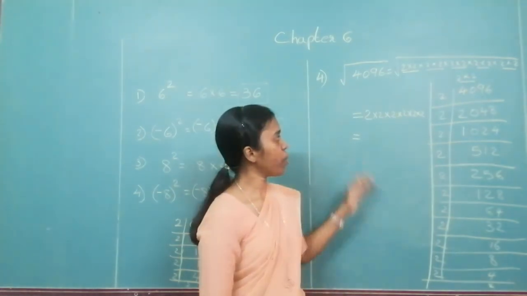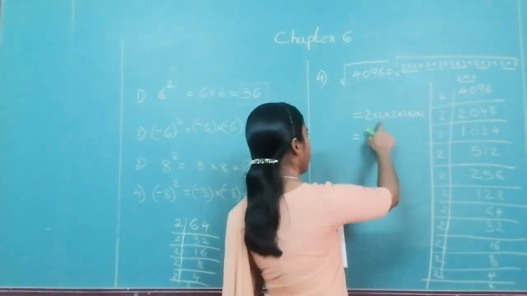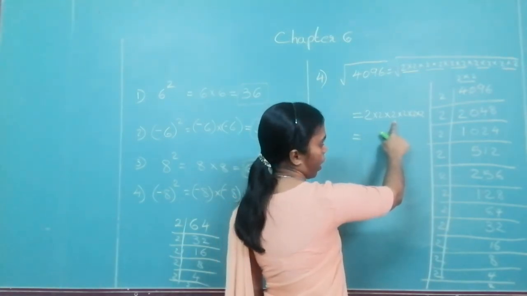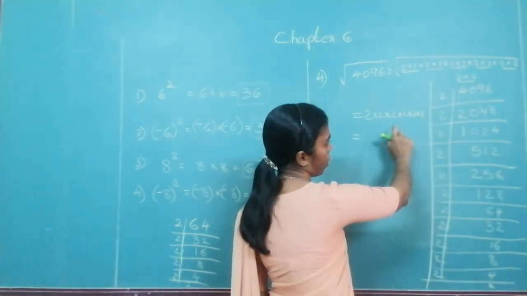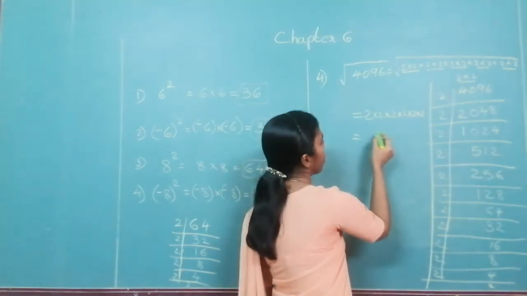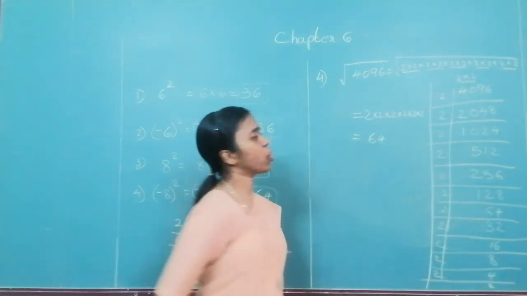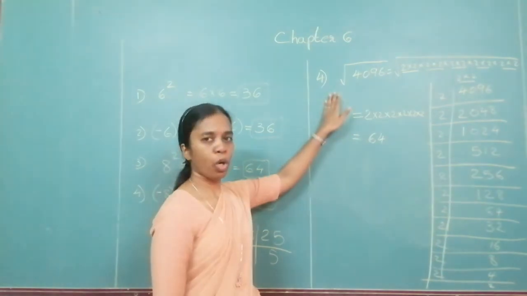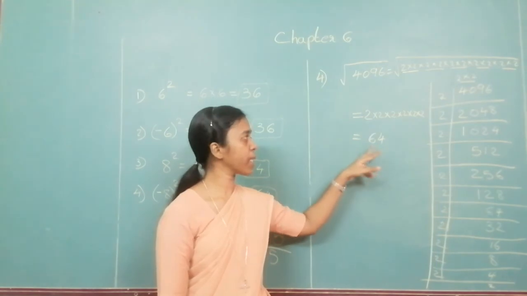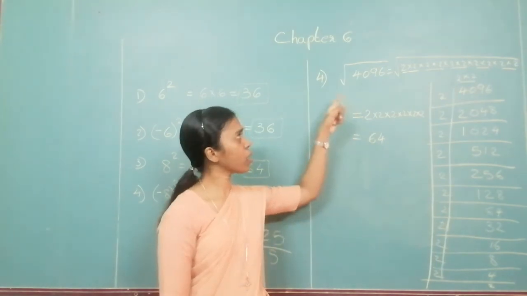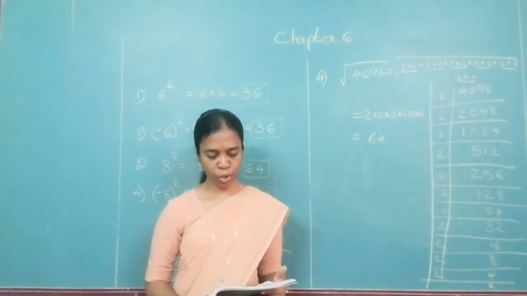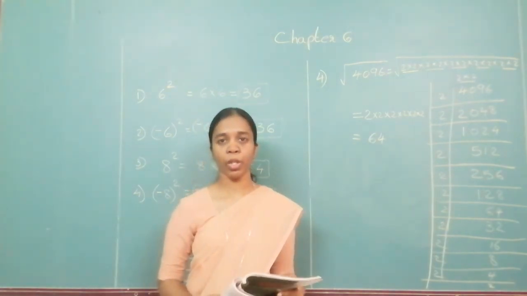Okay. Now you multiply and see what you are getting. 2 2's are 4. 4 2's are 8. 8 2's are 16. 16 into 2 is 32, into 2 is 64. So we get the square root of 4096 is 64. In other words, 64 squared is equal to 4096. There are a few more questions over there: 1, 2, 3 and 5. That is for your homework.